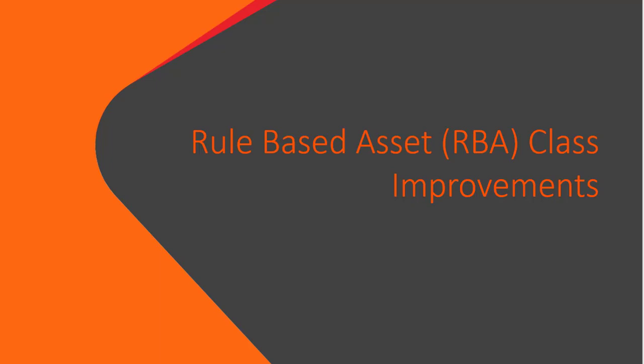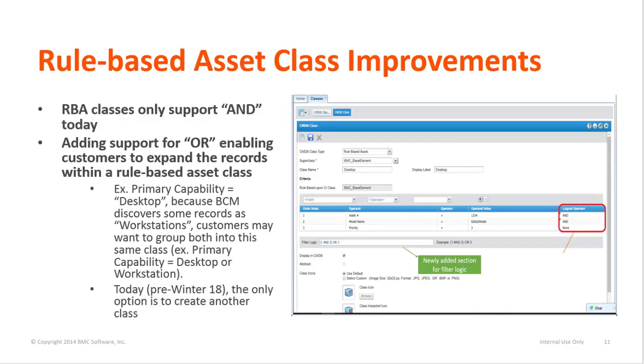And the final item in this session is around rule-based asset class improvements. What we've done is, prior to this release, we only supported AND statements when defining rule-based asset classes. And in this release that we're targeting Winter 18, we're adding the support for OR.